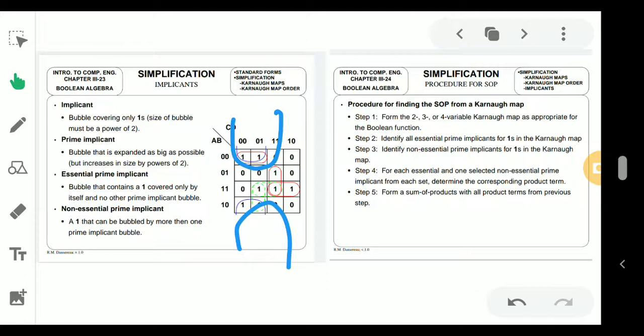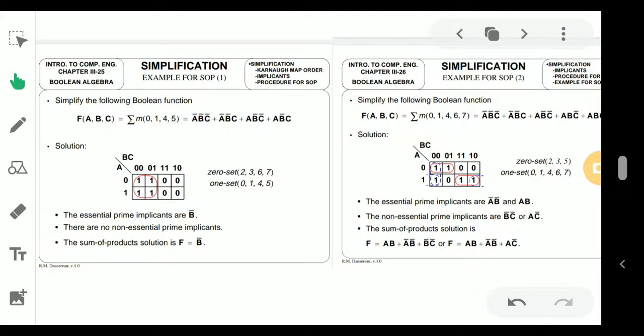So first we have to identify the implicants, and then for each essential or selected non-essential prime implicant from each set, determine the corresponding product term. Then form the sum of products with all the product terms from the previous steps. From this it is not clear, I know, so let me take an example.